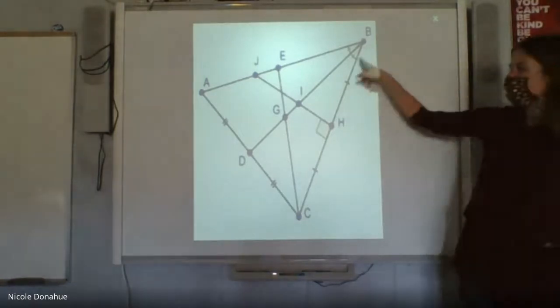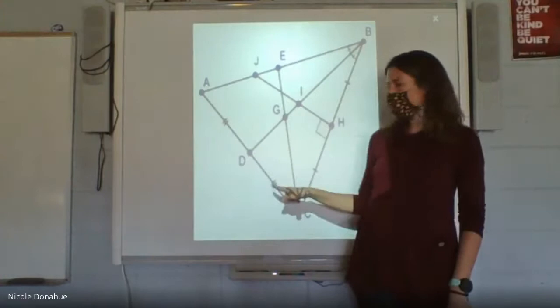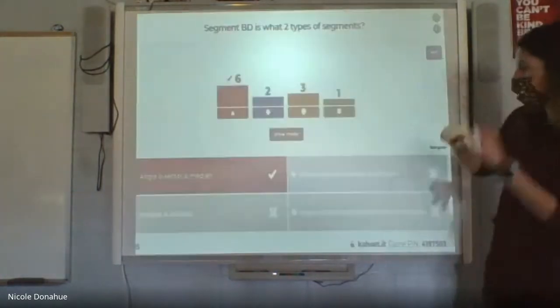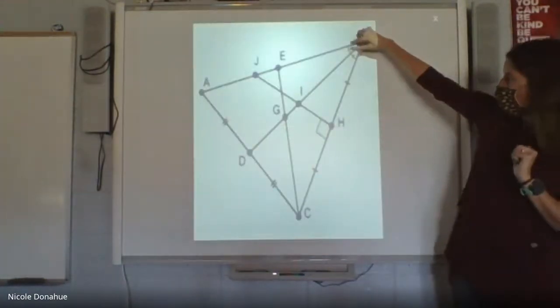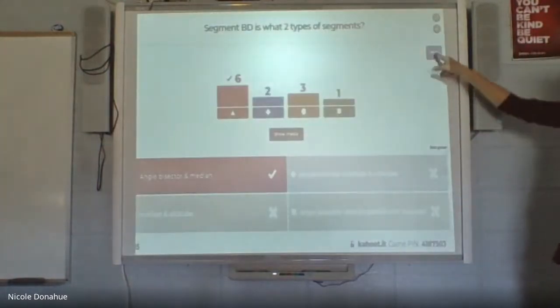So BD here, if you notice, it cuts this into 2 equal pieces. So we know that already, so that has to be a median. And then if you notice, the 2 angles are also bisected. So it's a median and an angle bisector.